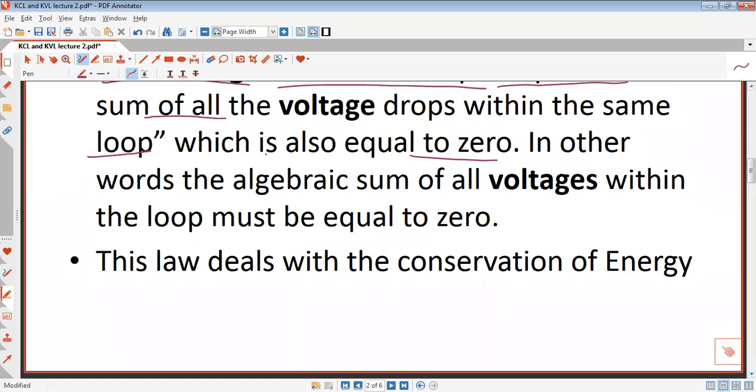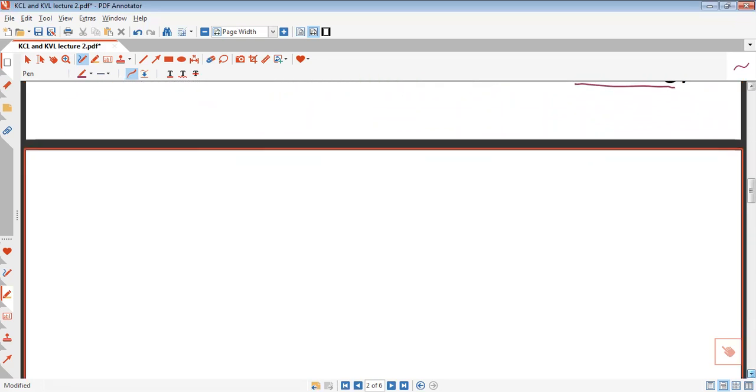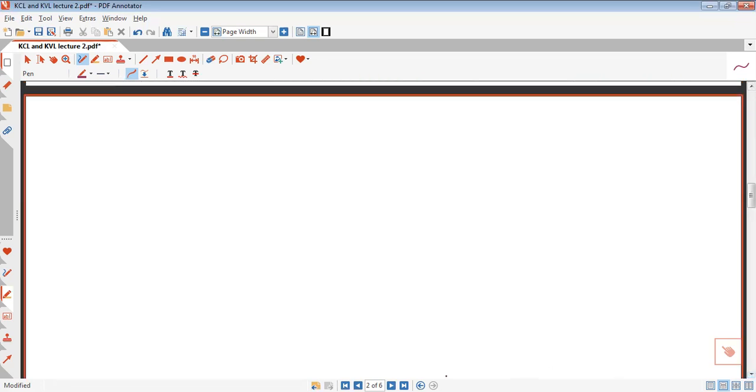This law also deals with the conservation of energy. So this law I will also discuss through some numerical examples. The sum of the voltages around a closed loop is 0, and there I will also discuss some sign convention, and application of Ohm's law will also be discussed here. So let us see how we will solve this question, how we will apply these two laws to solve the numerical example based on Kirchhoff current law and Kirchhoff voltage law.